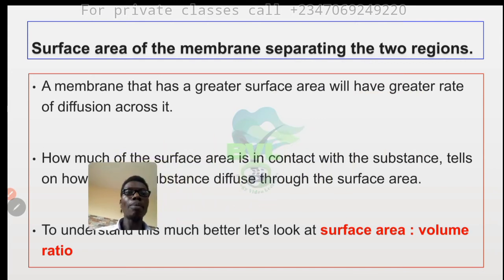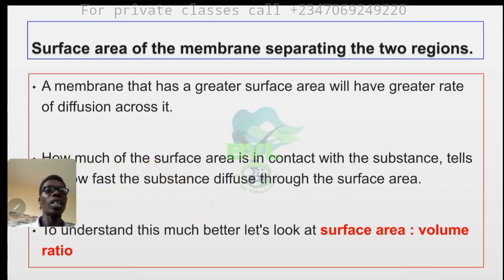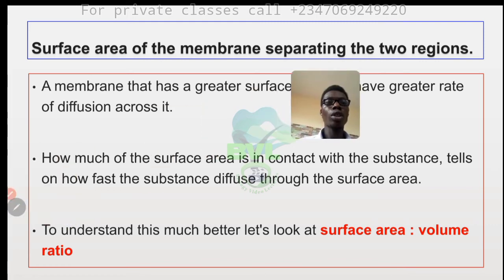It says a membrane that has a greater surface area will have a greater rate of diffusion across it. How much of the surface area is in contact with the substance tells how fast the substance diffuses through. So like I told you, here is going to be slower as compared to this. This is a very wide surface. Let's say the substance to be dissolved is this, and this is the membrane to absorb it. So almost the entire surface is in contact.